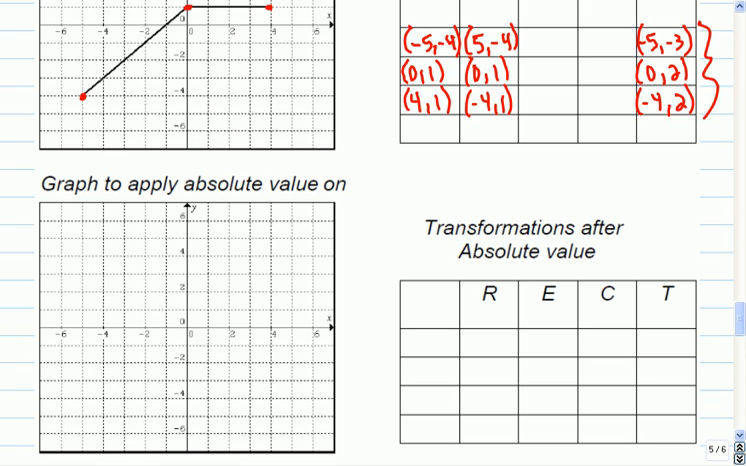So at -5 and -3. Sorry. Oh, I did, right. I did it the first time and not the second time. So let's fix that. Thank you. So I should be at 5, 5, 3. And then the next one, 0, 2. And then -4, +2. So here's the graph after it's gone through the first transformation.